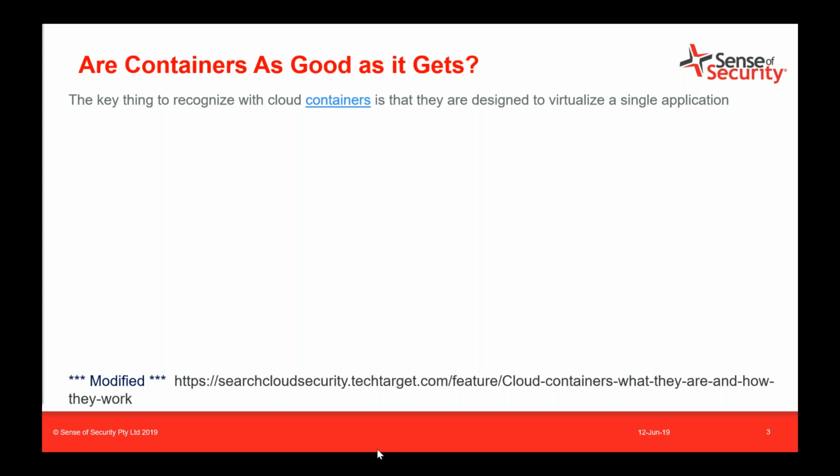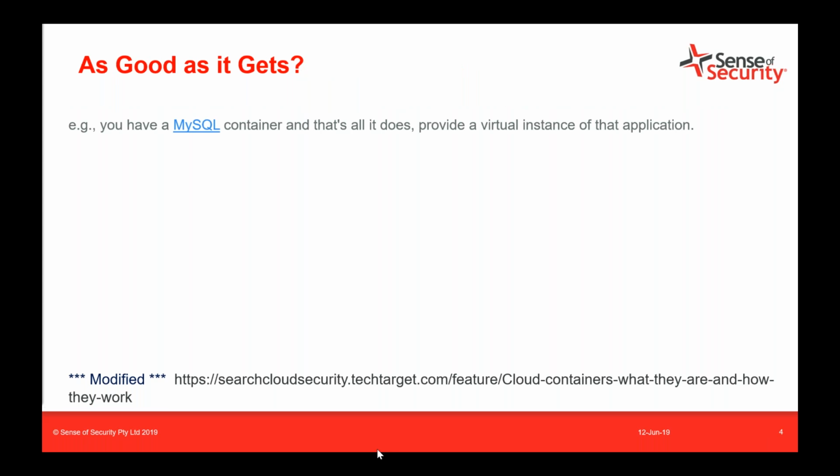Now, I've taken a definition from a common website, Search Cloud Security at TechTarget, and I've modified the definition with a couple of asterisks, which I'll show you in the next couple of slides, because what the intention of containers to deploy by design is not necessarily the way that it actually works out in practice.